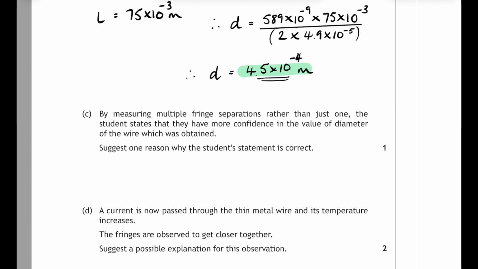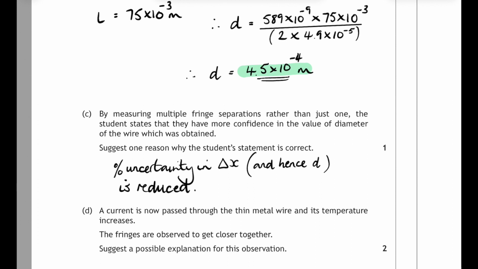Well, you're going to be measuring a larger distance, and therefore the scale reading uncertainty will have less of an impact on that measured distance, and so the percentage uncertainty in delta x, and also in our calculated value of d, will be reduced. That's pretty tricky.